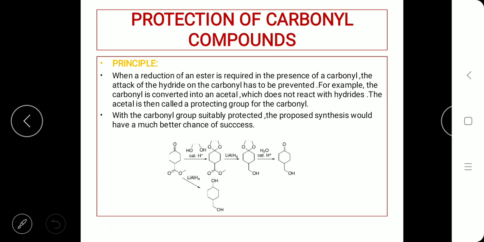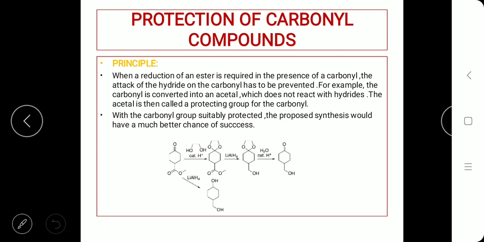For example, the carbonyl is converted into an acetal which does not react with hydrides. The acetal is then called a protecting group for the carbonyl. With the carbonyl group suitably protected, the proposed synthesis would have a much better chance of success.